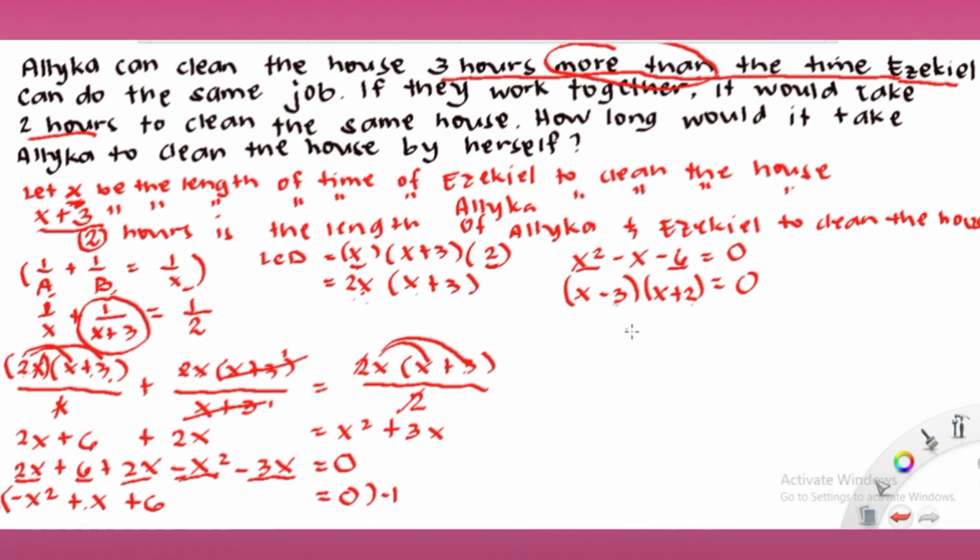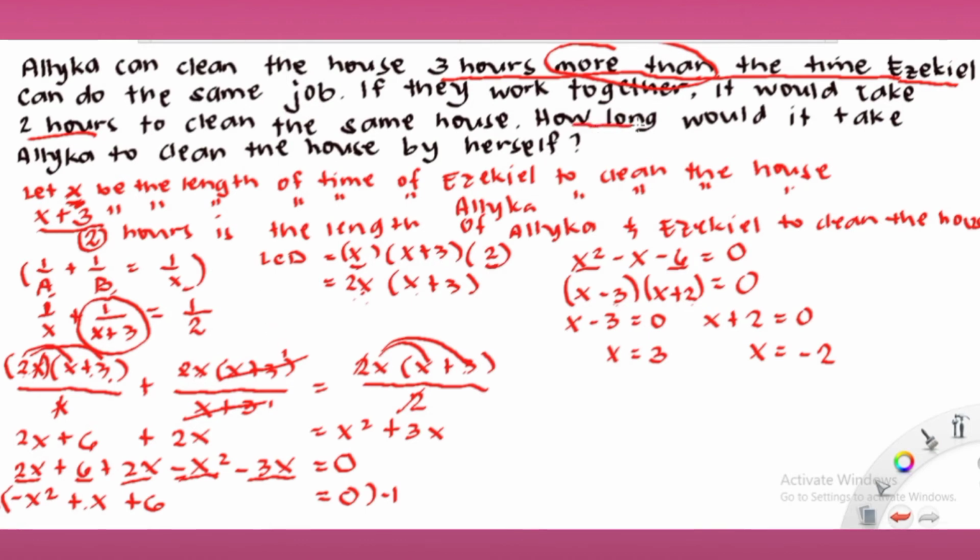Next, apply 0 property. So, this will become x minus 3 equals 0 and x plus 2 equals 0. So, for x, this will become x equals 3 and this will become x equals negative 2. Okay? Again, we have 2.